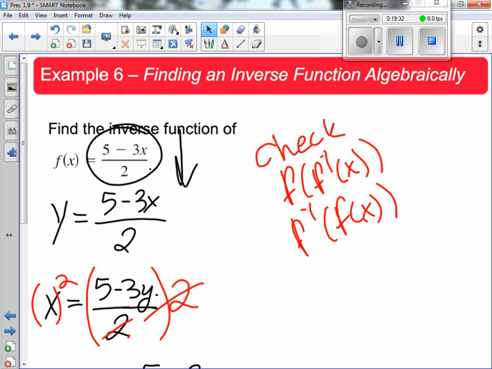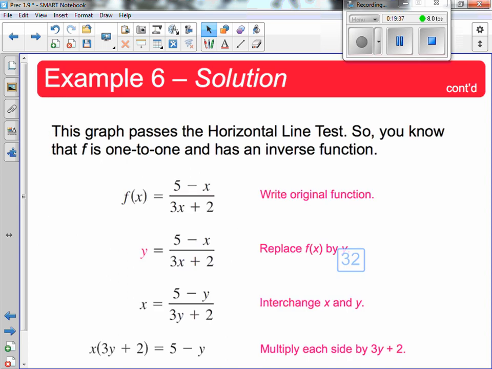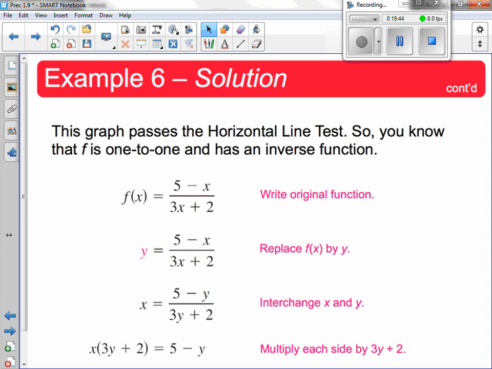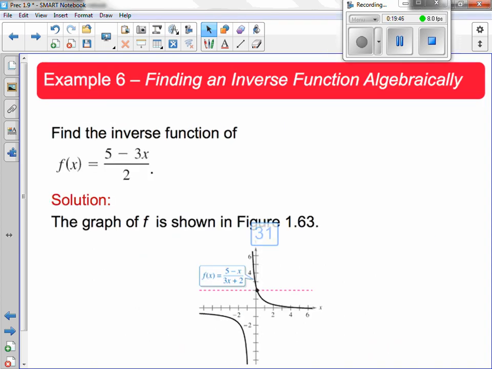And that's it. Questions on this here? Solution goes through. Oh, yeah. Done, done. We get that there.